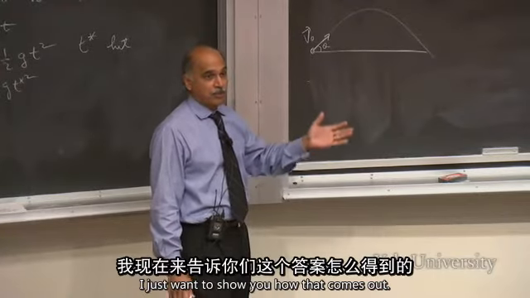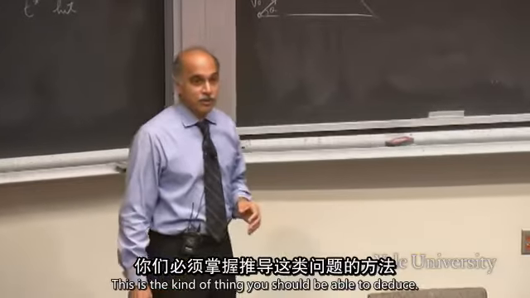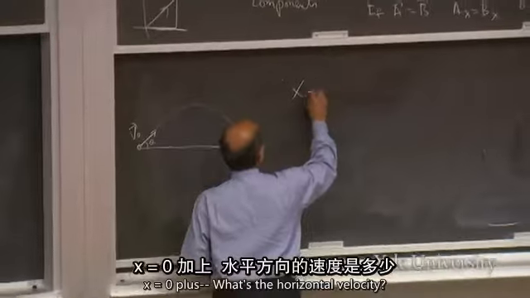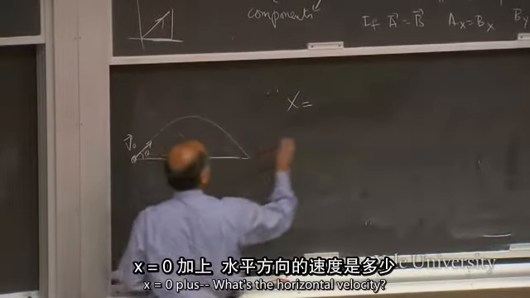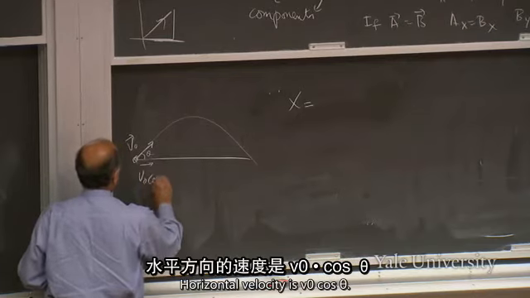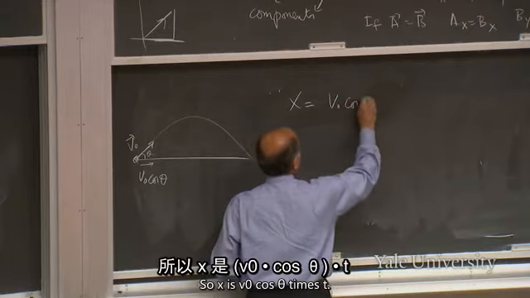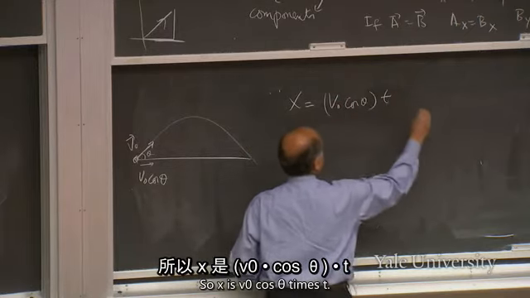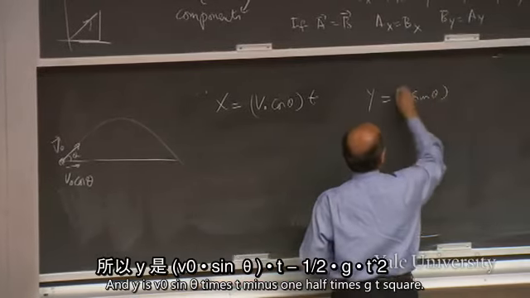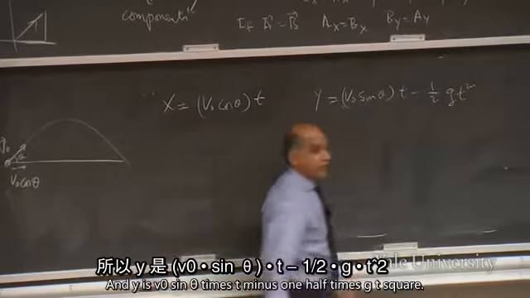So I just want to show you how that comes out. But I don't want you to cram this formula. This is the kind of thing you should be able to deduce. So let's go back to the same thing I wrote earlier. x equals 0 plus, what's the horizontal velocity? The horizontal velocity is v0 cosine theta. So x is v0 cosine theta times t, and y is v0 sine theta times t minus 1/2 gt squared.